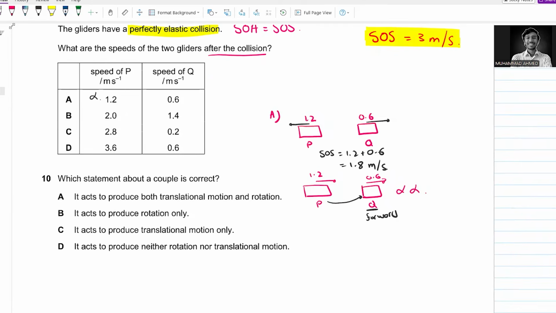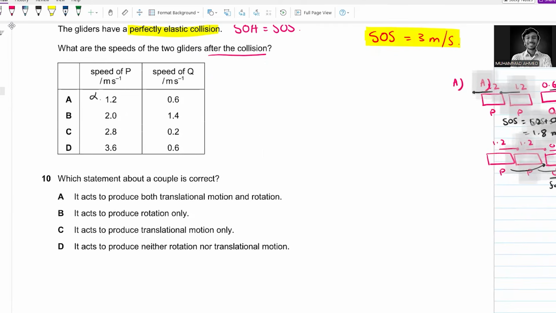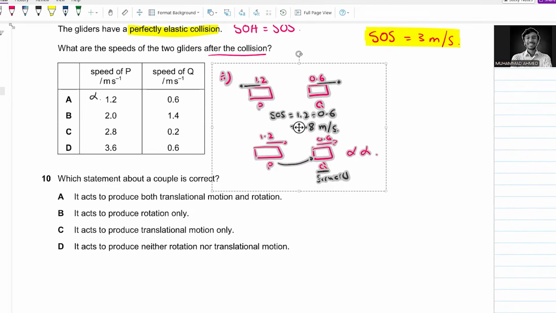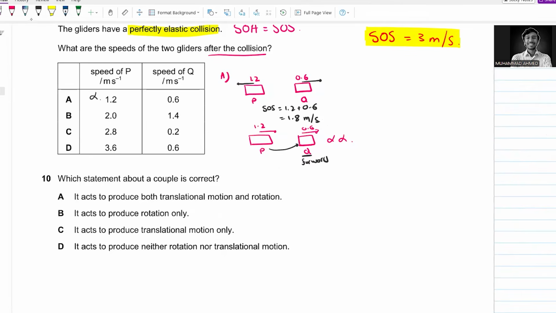ऑप्शन ए नहीं हो सकता. लेट्स कट दैट ऑप्शन. ठीक है, ऑप्शन ए को अब यहाँ पे रख देते हैं. ऑप्शन ए किसी सूरत में नहीं हो सकता, either if the speeds are in the opposite direction और in the same direction. लेट्स ट्राई आउट ऑप्शन बी. Let's say this is P traveling towards the left with a velocity of 2. Let's say this is Q traveling towards the right with a velocity of 1.4. Currently मैंने opposite directions में रखी है velocities.